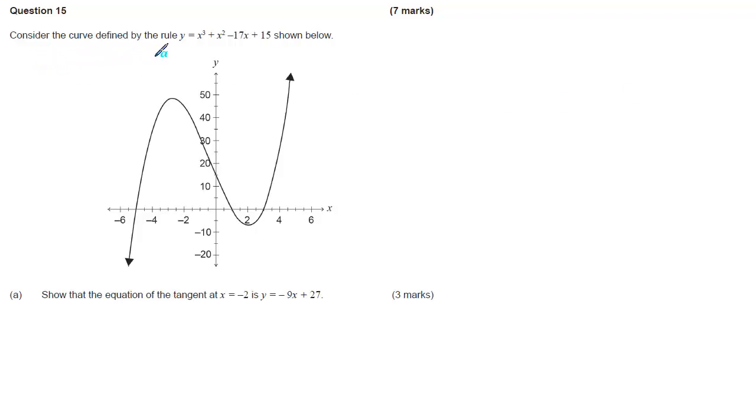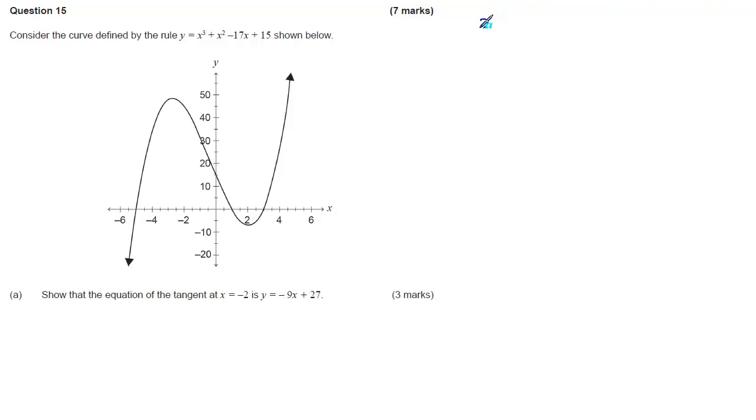Consider the curve defined by the rule y is x cubed plus x squared minus 17x plus 15 shown below. Show that the equation of the tangent at x equals negative 2 is y is negative 9x plus 27.